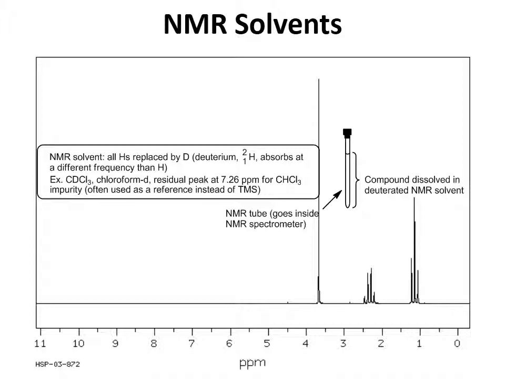For example, CDCl3 is chloroform D. We've replaced all the H's in chloroform with a deuterium nucleus. There is a residual peak, however, at 7.26 parts per million for CHCl3, and that's an impurity. We use this impurity as a reference when we don't want to have TMS as a reference inside our NMR tube.